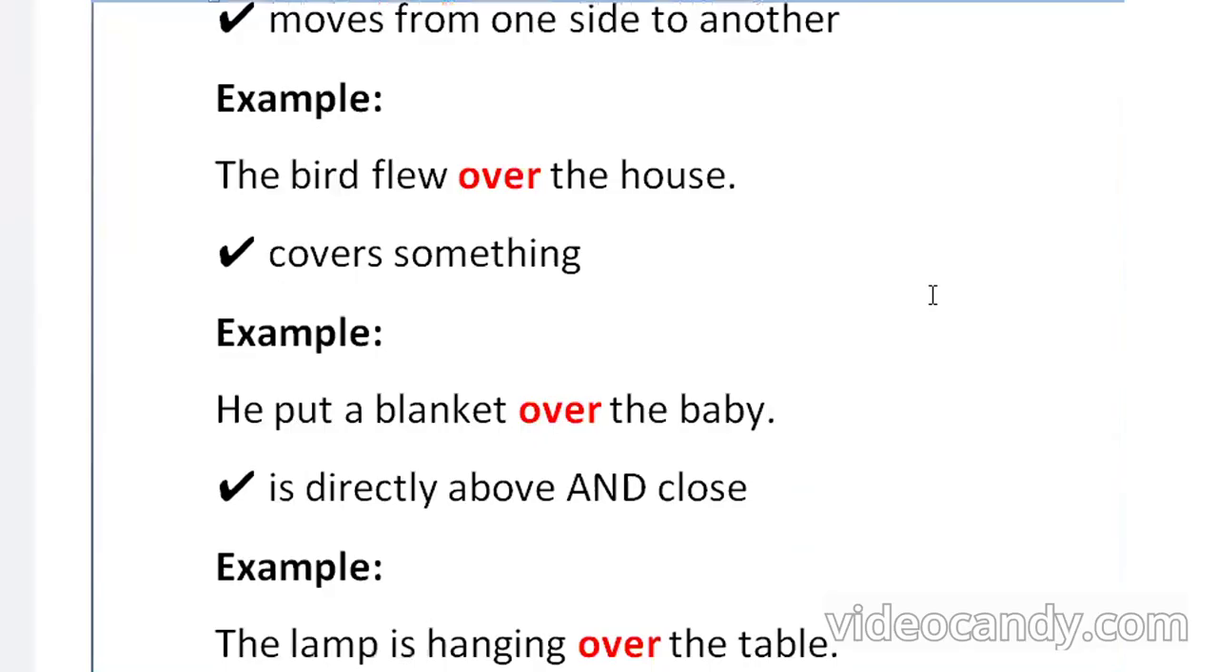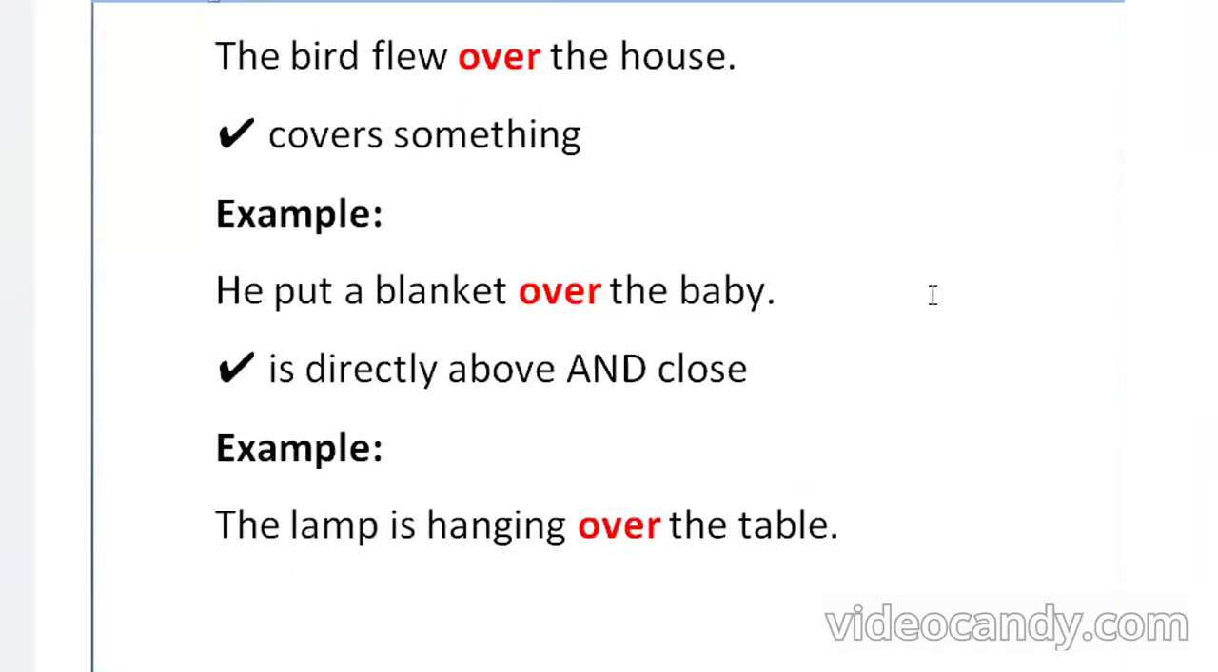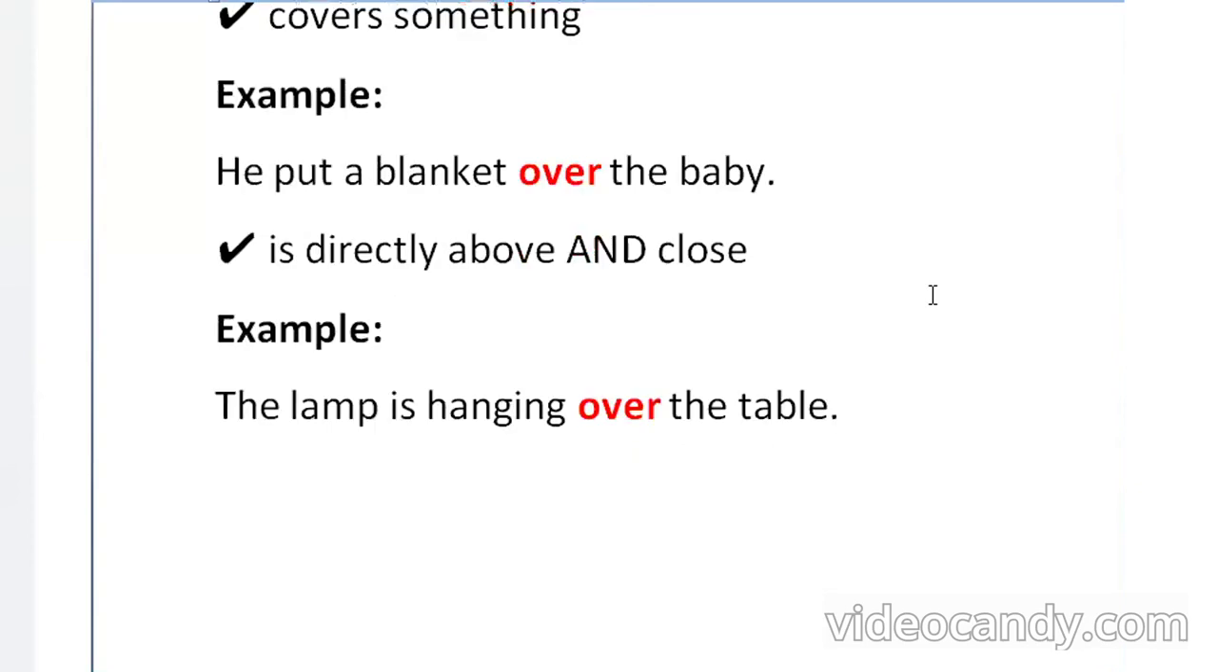Cover something. Example, he put a blanket over the baby. Is directly above and close. Example, the lamp is hanging over the table.